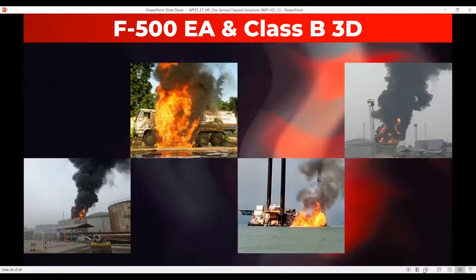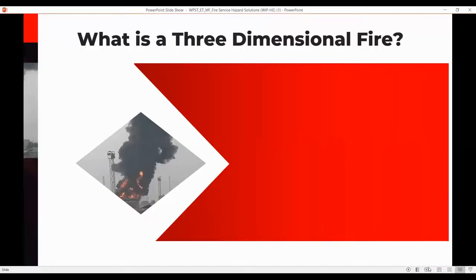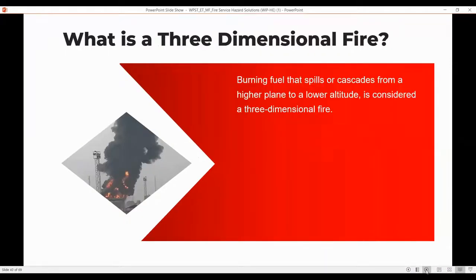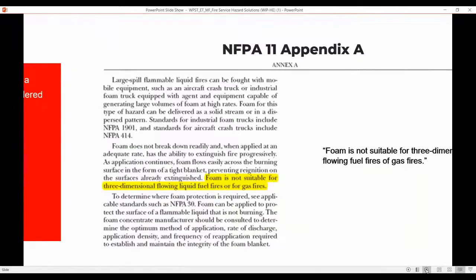Now let's look at some 3-dimensional applications. We get a lot of questions of, what is that 3-dimensional fire? So what we're talking about is burning fuel that'll spill or cascade from a higher plane to a lower altitude is considered that 3-dimensional fire. So things like tanker trucks, a wellhead, distillation columns.